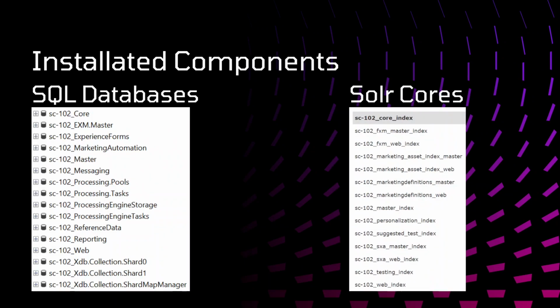From the SQL database you can see all the databases which are appended with 102 are created here. So you can see the core database is created, EXM database is created, marketing automation, master database, messaging, processing databases are there, reference database, reporting, web database, collection. Most of the time you will be using mostly the master, web and core databases. If any debugging needs to be performed, mostly master, web, core, these are the main databases that you may be using or visiting.